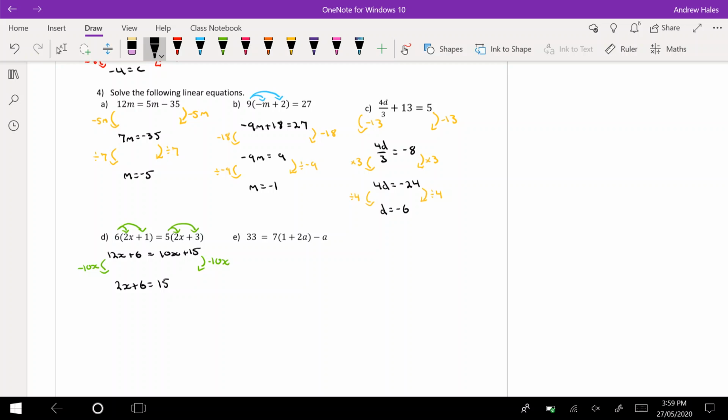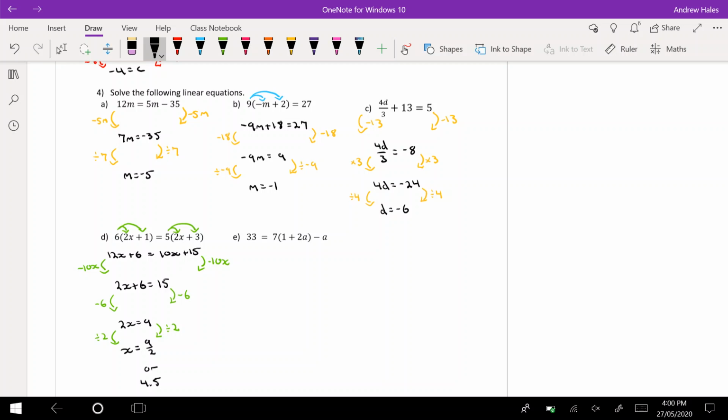Well, then I just have to take away 6 on both sides. So if I'm going to get rid of 6, take 6, take 6. 2x is equal to 9. And now just dividing both sides by 2. Because 2x, if it's multiplied by 2, I need to divide by 2. 9 over 2. And now instead of 9 over 2, I could also write 4.5. Both answers would get you full marks. They are the same equivalent amount.